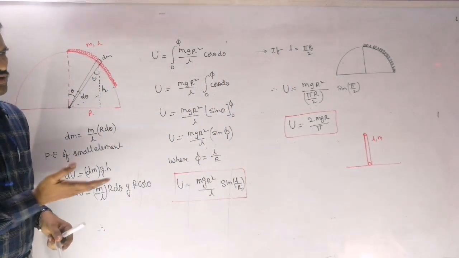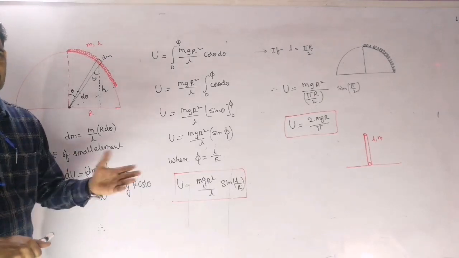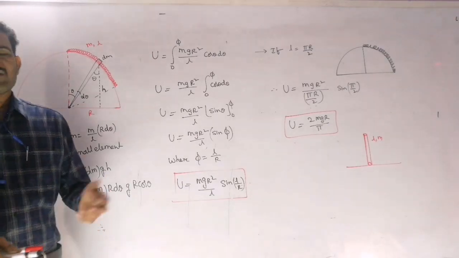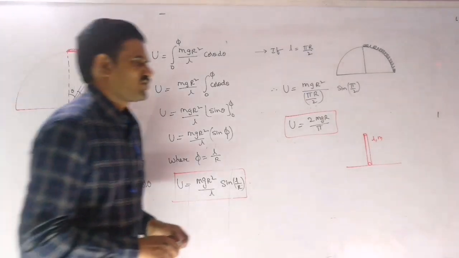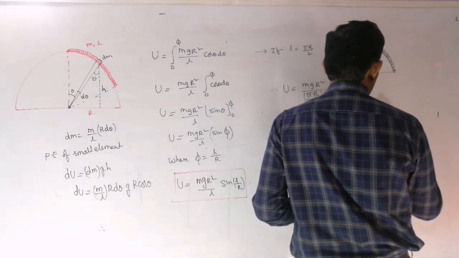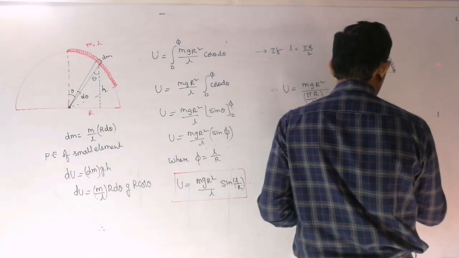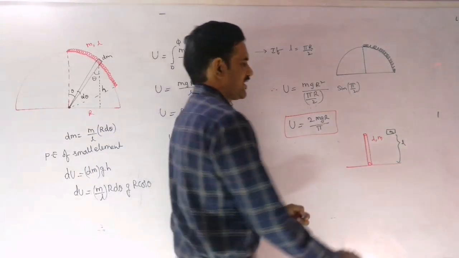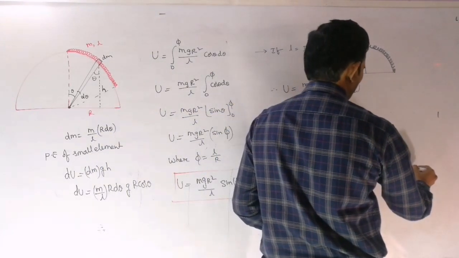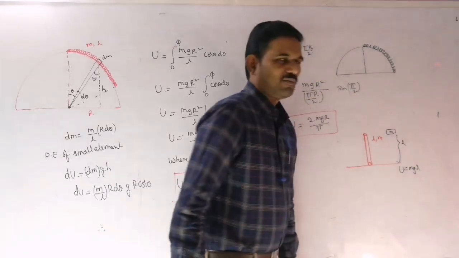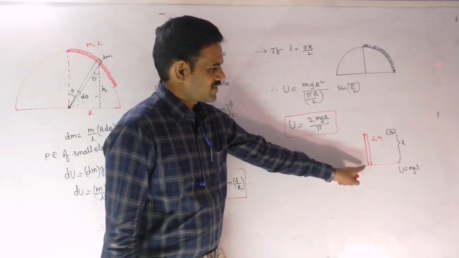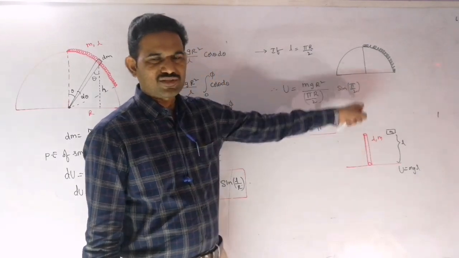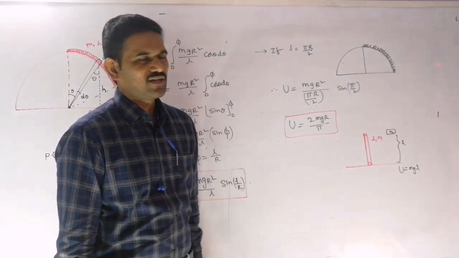Now, potential energy with respect to that surface, taking the surface as a reference, what is the potential energy of this object? If a block of mass M is placed at a height of L, you can write its potential energy as mgl. But for this you can't write like that, because the mass is distributed throughout this length here. Then you can't write directly mgl.